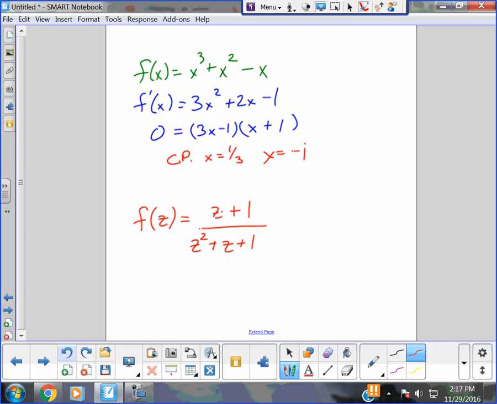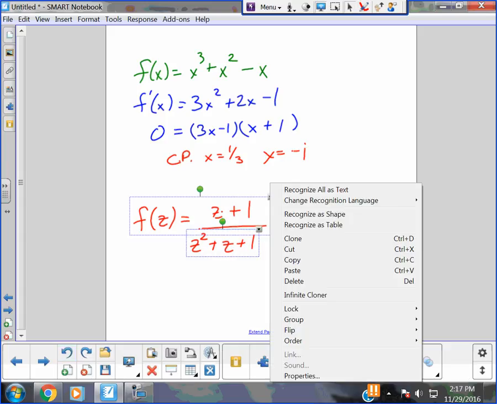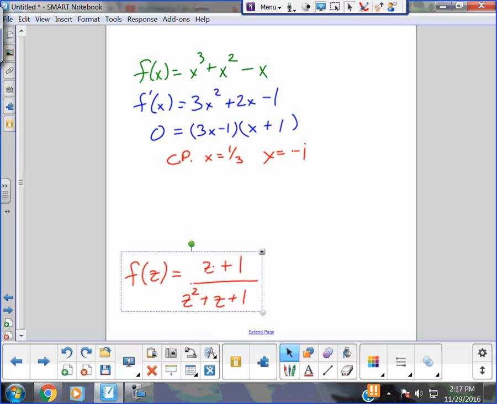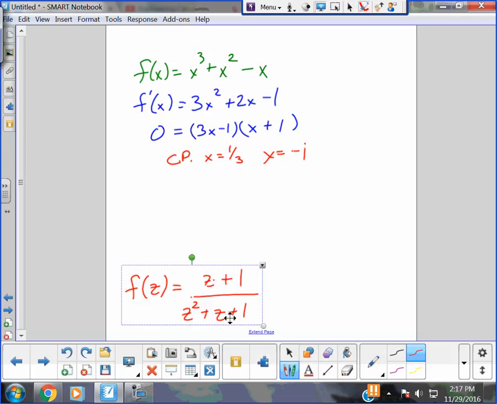Well, those are where the derivatives are 0. So before we do the next problem, let's tie this back into what we're going to be doing. If I plug in negative 1, what's f of negative 1 for the original function? Negative 1 plus 1 is 0, minus 1 is 1. We agree. And then we do f of a third.